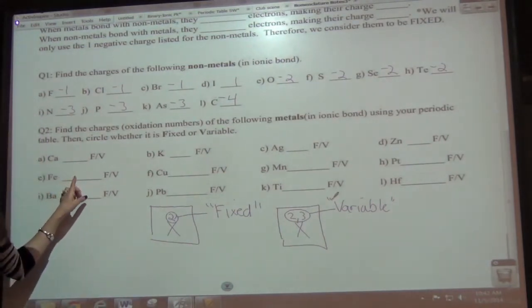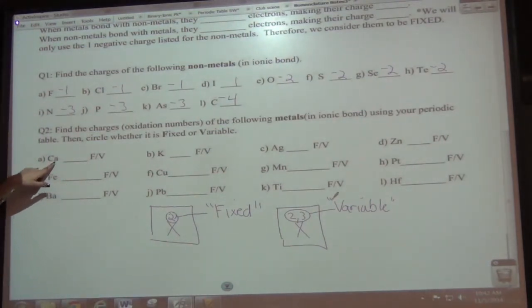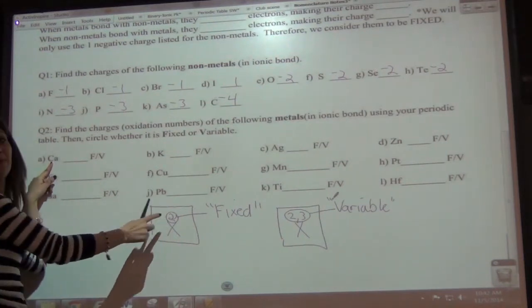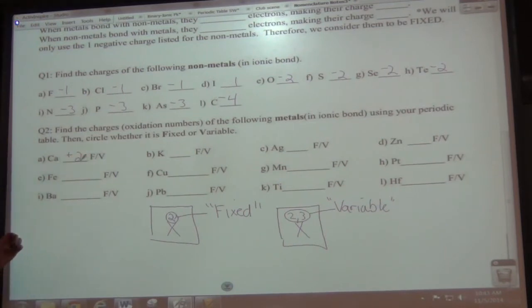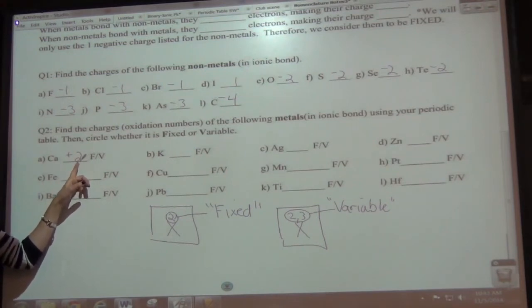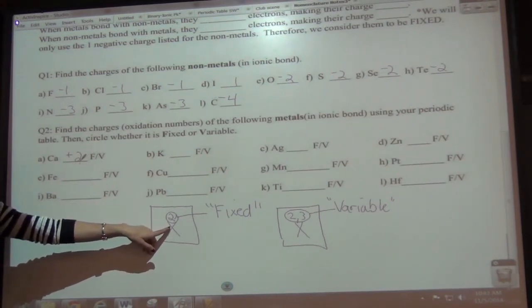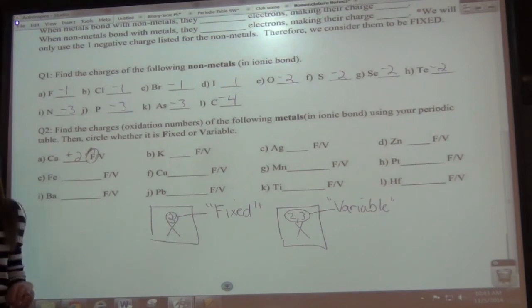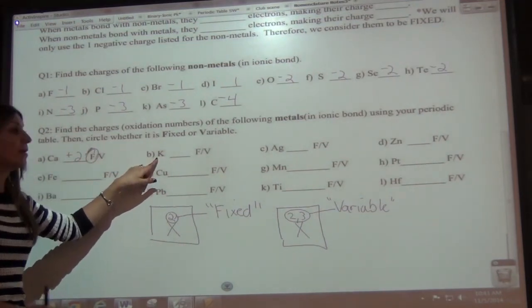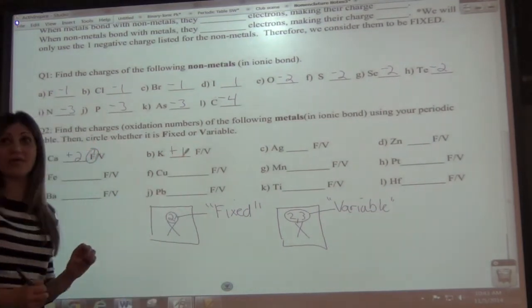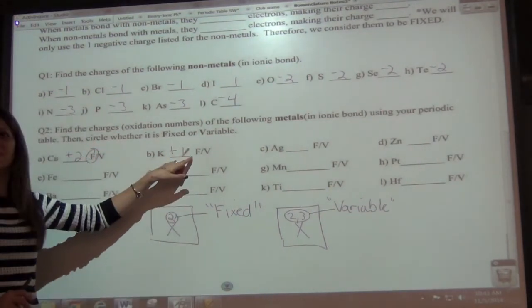So, next person. Calcium, find calcium on the periodic table. What is the little number written above calcium, please? +2. You can write it as +2 or 2, it's the same. Would you call this fixed or variable based on what we said? Fixed. Awesome. Okay, next person. Potassium. +1. +1, or a plus is fine, or a 1 is fine. They're all the same. Fixed or variable. Fixed.